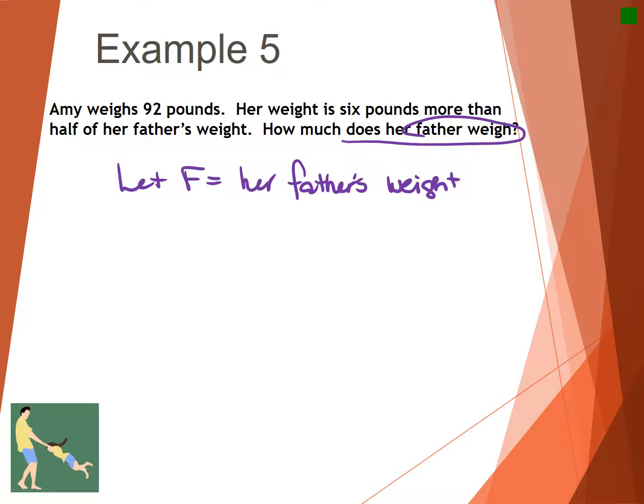So Amy weighs 92 pounds. So we know that 92 is Amy's weight, right? So I bet we found, oh, look right there, her weight. What are we going to put for her weight? That's 92. And then here's our favorite word, is. So I've got 92, her weight, is our equals.